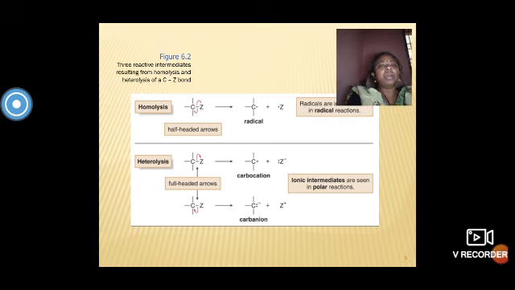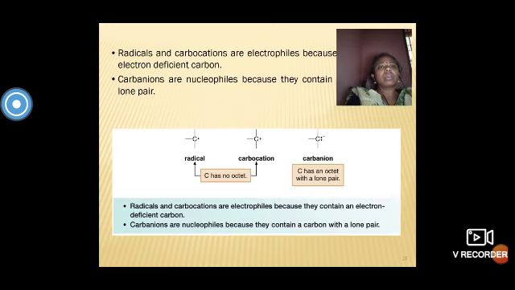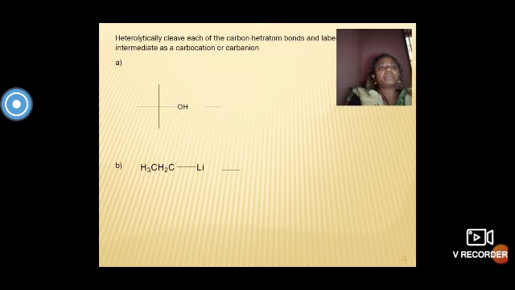For example, a half-headed arrow on both sides means it will produce a radical and Z dot. A single-headed arrow on one side means it will produce a carbocation and Z minus ion, or a carbanion and Z plus ion. So radicals and carbocations have no octet. Carbon has an octet with a lone pair of electrons.